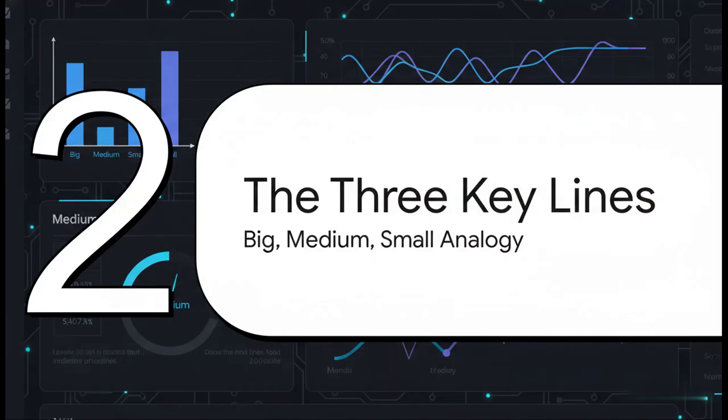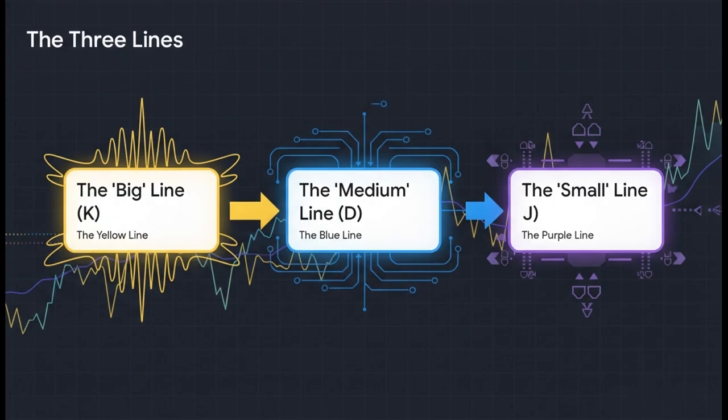To really get the KDJ, you just need to know about its 3 lines. And lucky for us, there's a wonderfully simple way to remember them, the big, medium, small analogy. Think of it like this. The K line, that's the yellow one, is the big line because its value is calculated first all on its own. Then you have the D line in blue, which is medium because its value actually depends on the K line. And finally, we have the J line, our purple line, which is small because its value is calculated using both K and D. See that hierarchy?